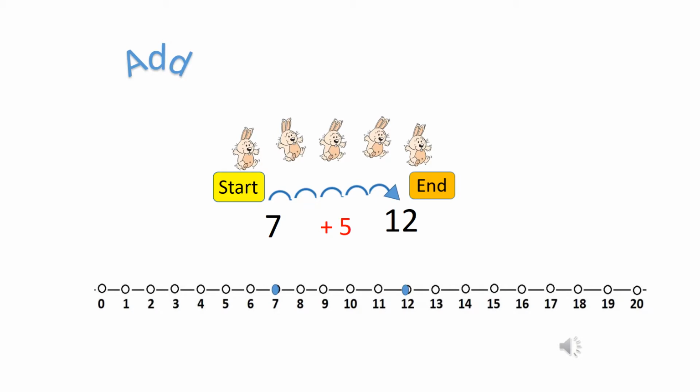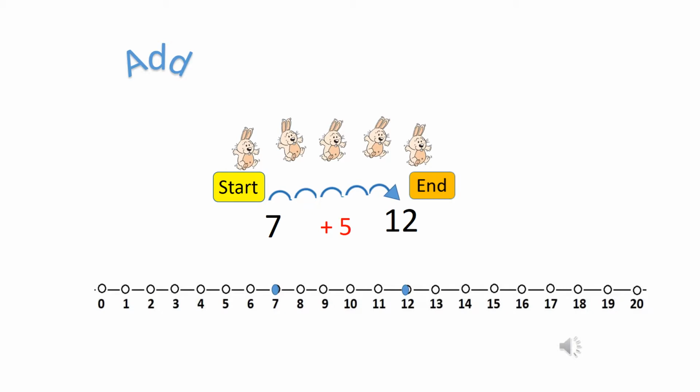Now let's see how it works when we add using a number line. Let's say we start at the number 7 and we want to make 5 hops on the number line. Where do you think we will land? Well, the first hop gets us from 7 to 8. The second hop gets us from 8 to 9. The third hop gets us from 9 to 10.